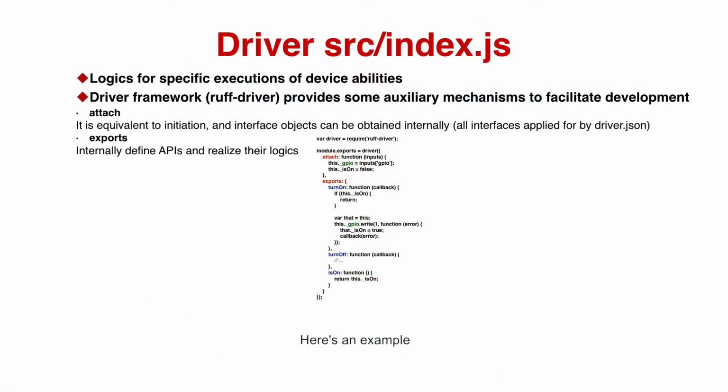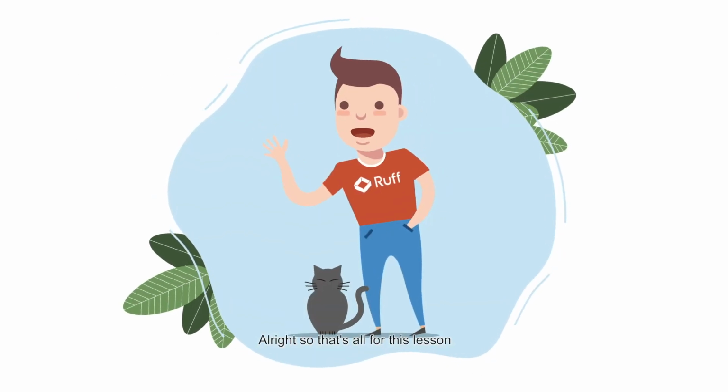Here's an example. For this device, we mainly expose externally 2 functions. One is turn on, and the other one is turn off. For turn on, we need to call the writing capacity of GPIO to write a high level to it. And for turn off, we need to call the writing capacity of GPIO to write a low level to this GPIO. Alright, so that's all for this lesson.